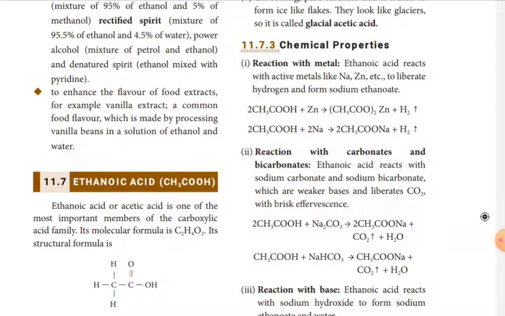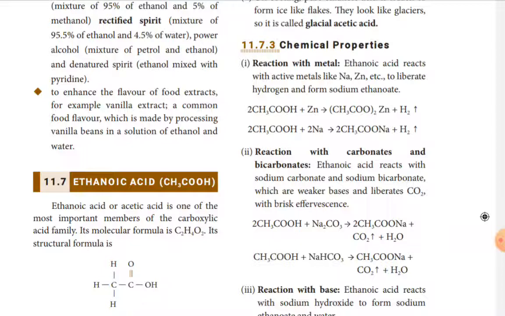Methanol is a poisonous one. Even the intake of methanol in very small quantities can cause immediate death. Methanol affects the optic nerve immediately and causes blindness. And also what is called denatured alcohol.